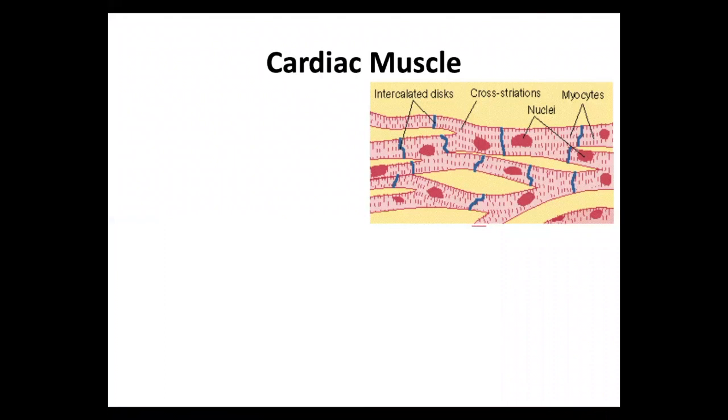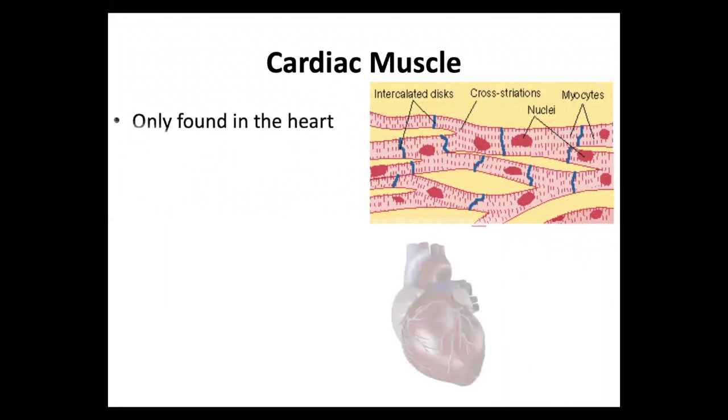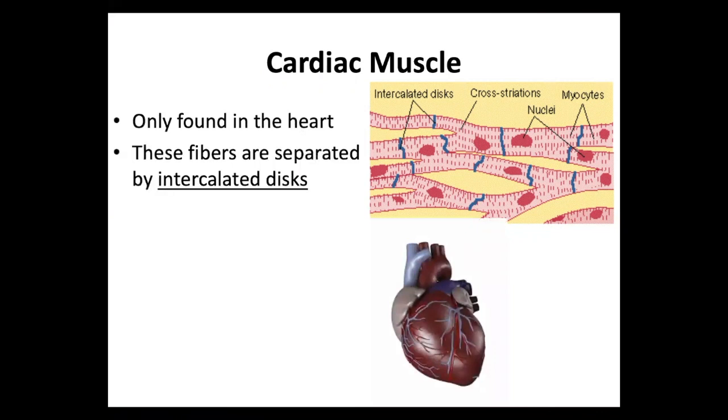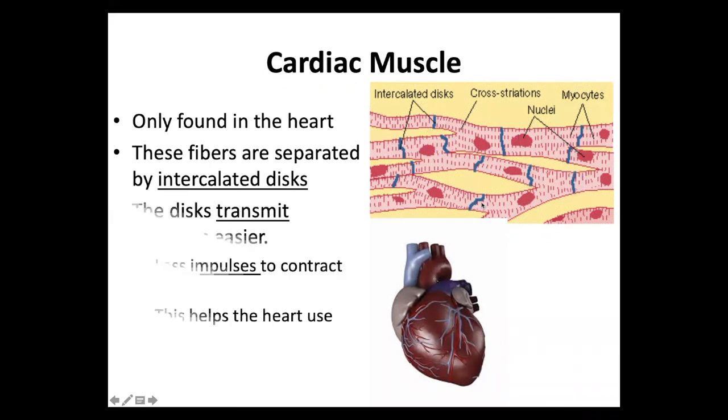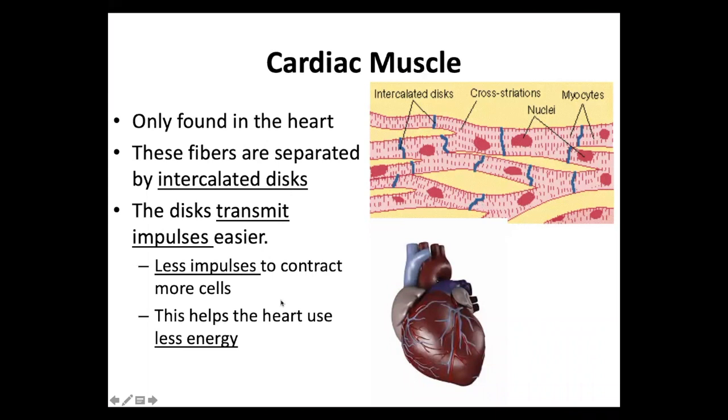And of course, cardiac muscle tissue, which I pretty much told you everything you need to know about that, right? It is found in the heart. They are separated by these intercalated discs that make that muscle impulse move faster and more efficiently. So, which is written right here, I forgot about. The discs transmit impulses easier. Less impulse to contract more cells so that your heart doesn't have to work as hard. This helps your heart use less energy.